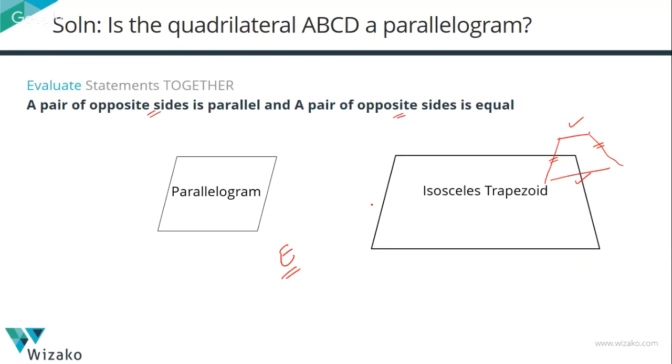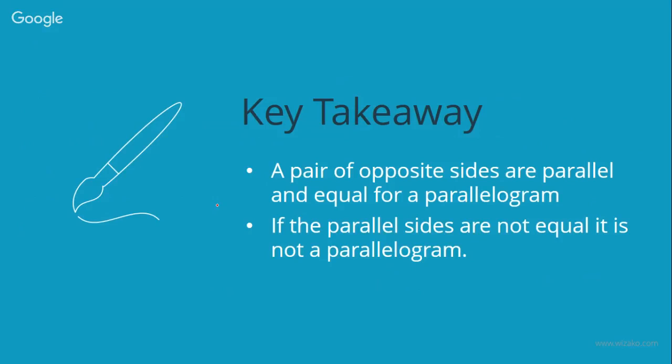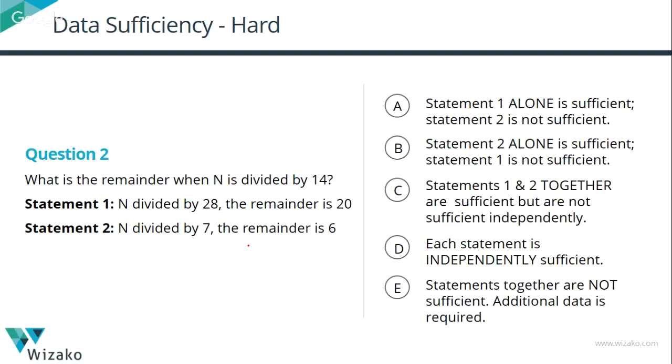So crux of this question is, when it comes to geometry questions, just get your basics in place. Look for every possibility that could make it not be a parallelogram. Right? If all possibilities are exhausted and it still ends up being only a parallelogram, if it's adamant about being a parallelogram and you can't find anything else, only then the data will be sufficient. The key takeaway is a pair of opposite sides are parallel and equal is true for a parallelogram. But a pair being parallel and a pair being equal, if it is not the same set that we are talking about, then it is not a parallelogram. Right? Keep this in mind. It's a brilliant question. Let's move on to the next one.